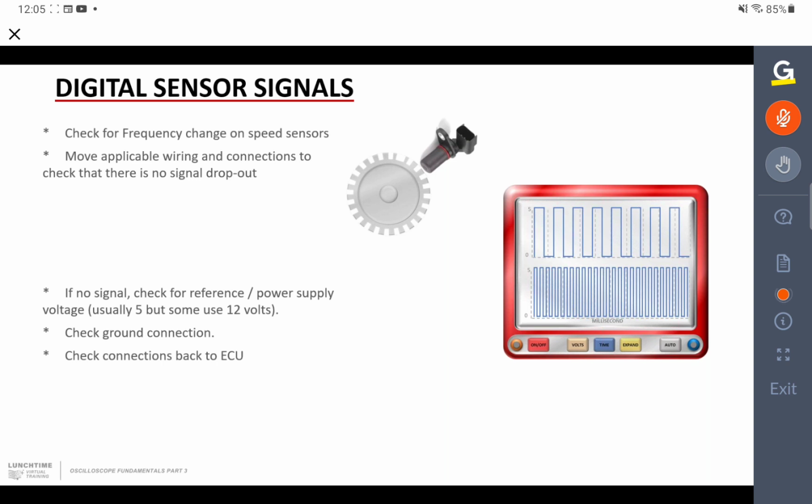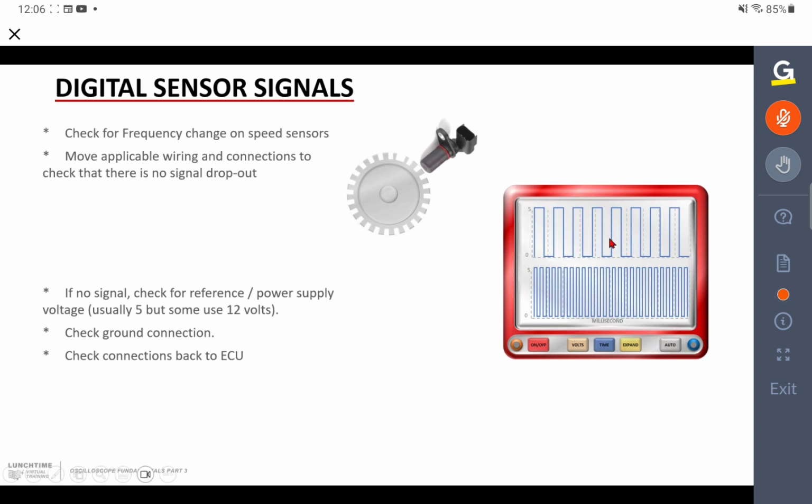What we do need to do as well, whilst we're checking, especially at the higher speeds with higher frequency signals, is check by moving the wiring. Just change the wiring a little bit, move it around, see if we get any signal drop out. Typically, that tends to happen more when you're looking at the higher frequency signal.